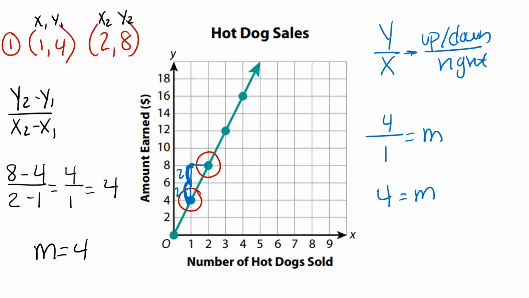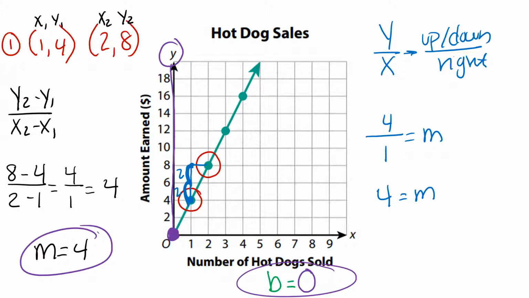Our b value, the y equals mx plus b, the b value, the y-intercept, is where it crosses the y-axis. The y-axis is the line that goes straight up and down. In this case, the line starts at 0. So b is 0. Our slope is 4. Our y-intercept is 0.